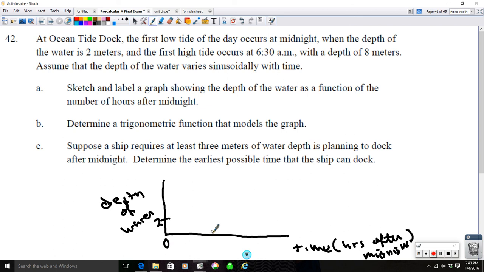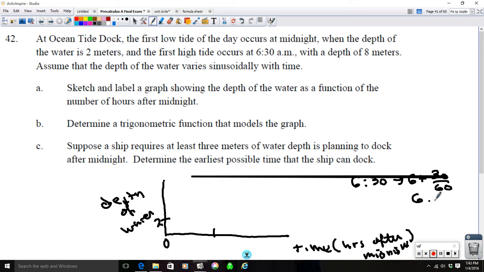At 6:30 a.m., so 6:30 a.m. is really 6 and 30 over 60, which is 6.5. So 6:30 is really at 6.5. That is the first high tide, and that first high tide is a depth of 8 meters here. So that's half of a period because it's going from here to here.